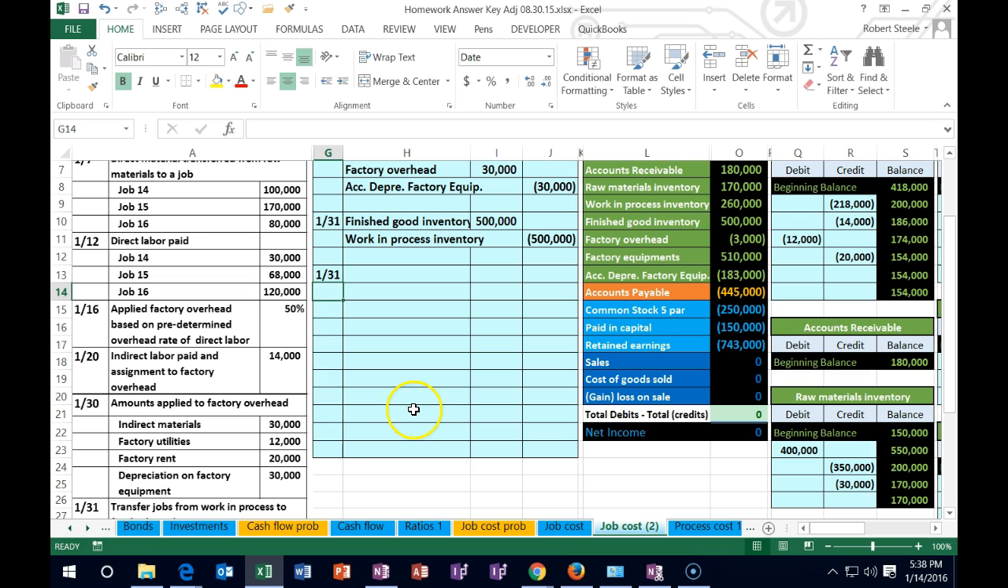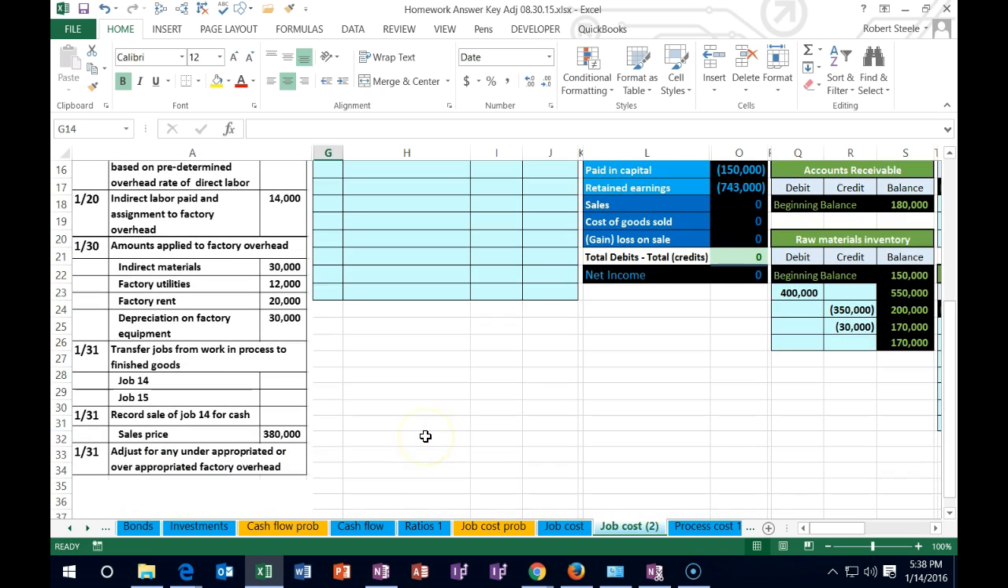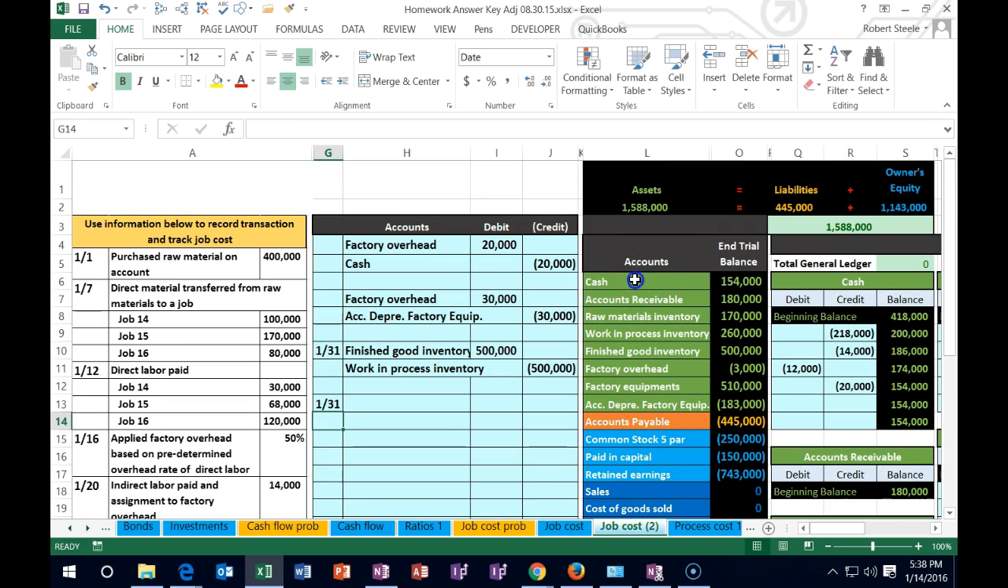What happens when we make a sale? Well, we think, is cash affected? In this case, did we sell it for cash? Yeah, we did. So cash is affected. Cash is going up by the 380. So cash has a debit balance.